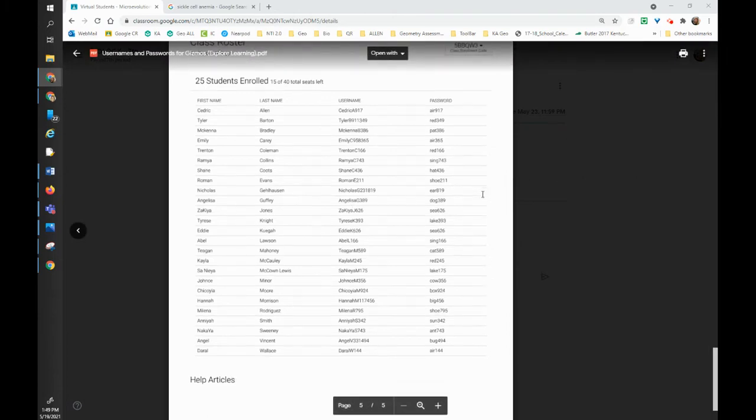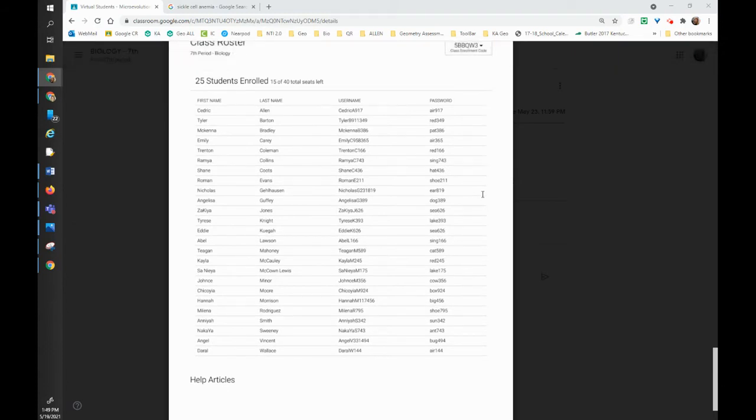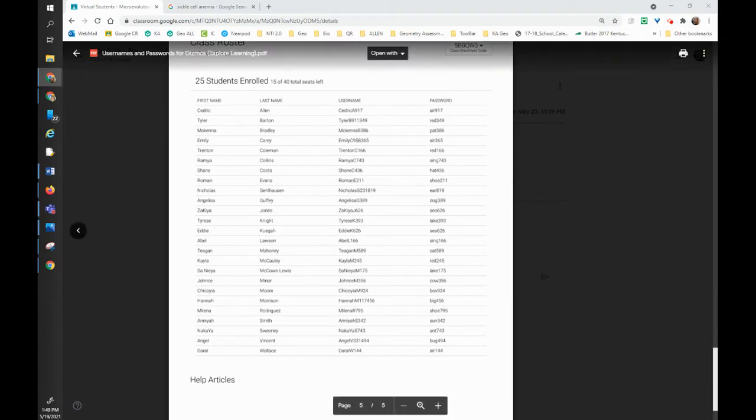So you just find your username and password. And I promise you, these were randomly generated. There's no meaning behind the usernames and passwords.